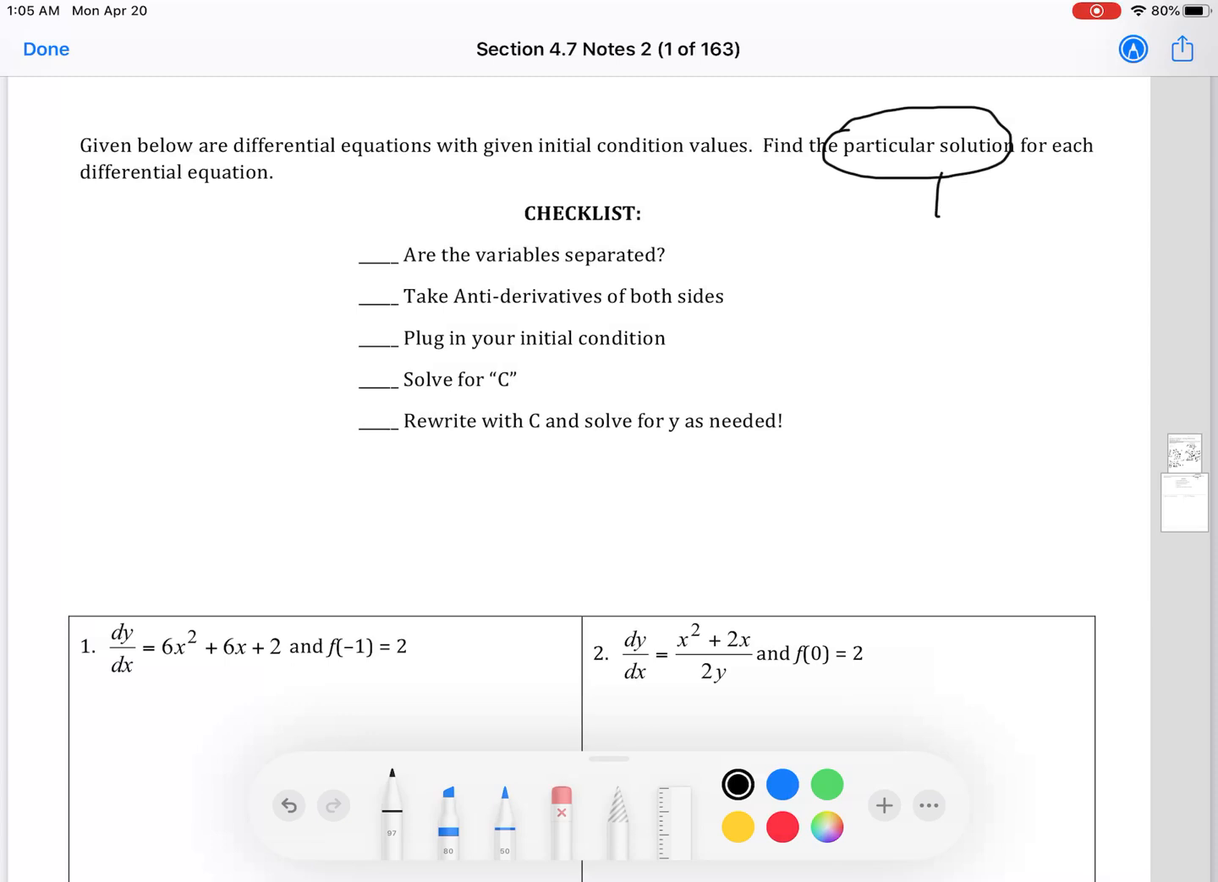So really what this exercise is asking us to do is find out what number is C.